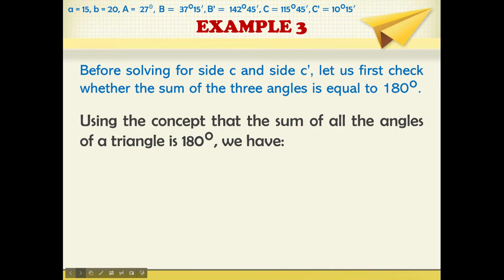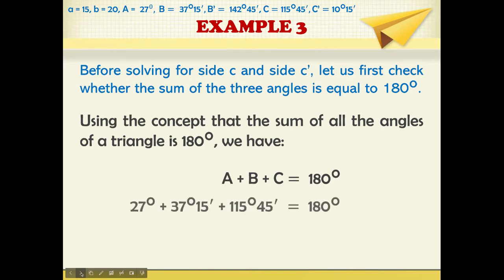Now, using the concept that the sum of all the angles of a triangle is 180 degrees, or the angle sum of a triangle, we have A plus B plus C, or angle A plus angle B plus angle C equals 180 degrees. Substitute the values, and we will get 180 degrees equals 180 degrees. So indeed, the sum of the three angles is 180 degrees.